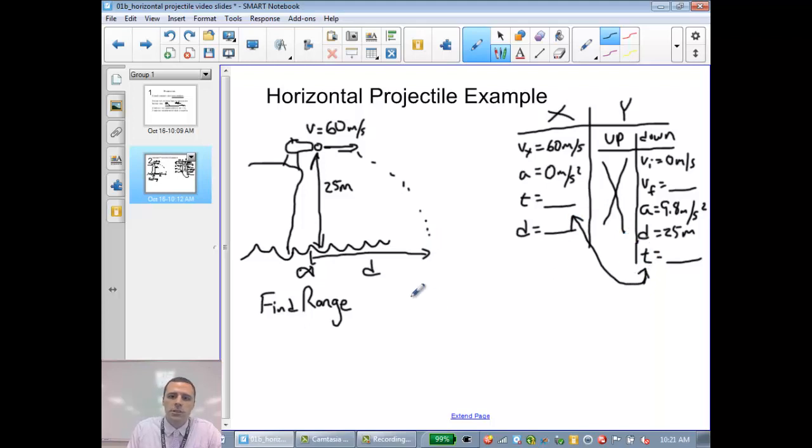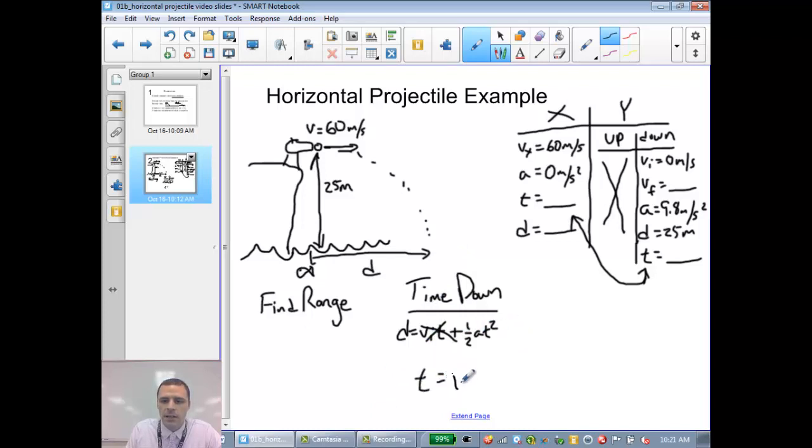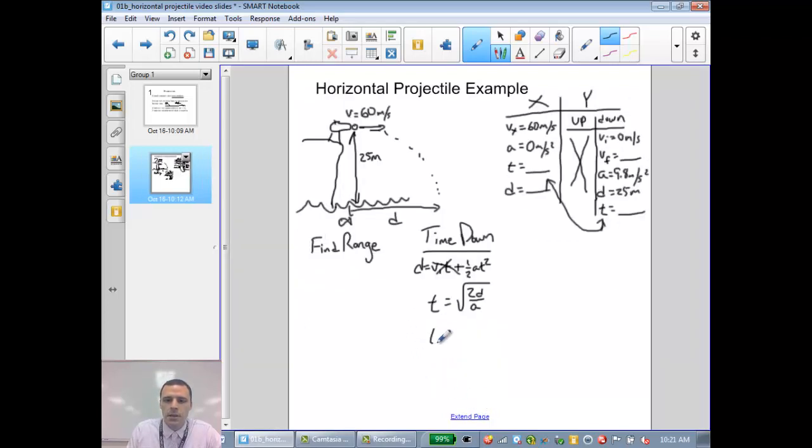So our first goal is to find the time that it takes for the object to go down. The time down can be found if we look at what we have. We have vi, a, d, and t. We can use our equation: d equals vit plus 1/2 a t squared. And because the initial velocity in the downward direction is 0, this whole term essentially cancels. And when I isolate the variable t, I get t equals the square root of 2d over a. I plug in the numbers: 2 times 25 over 9.8.